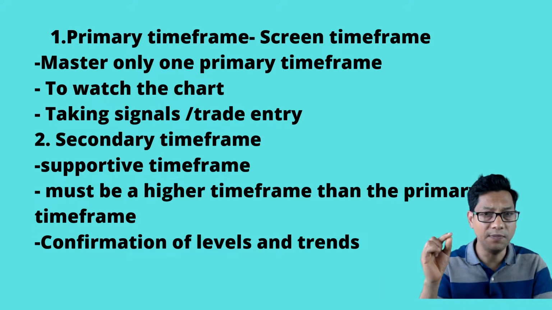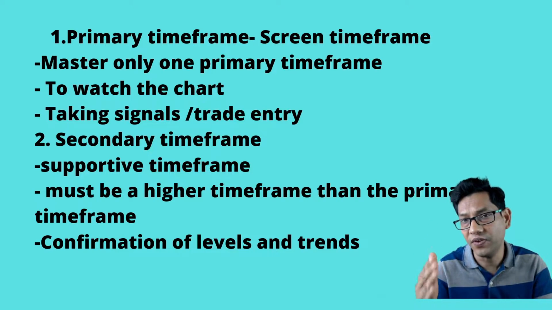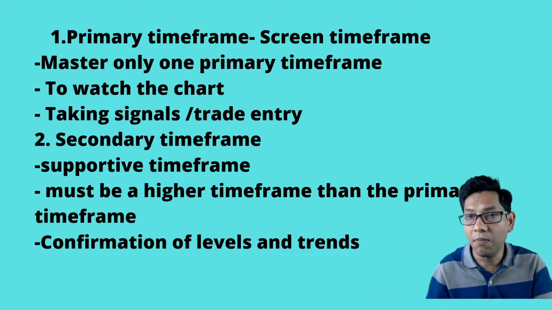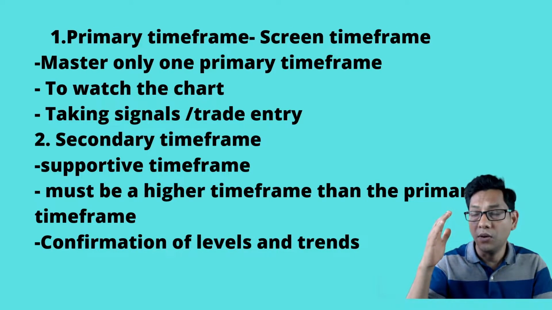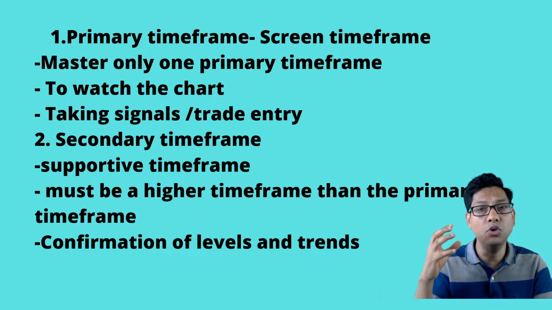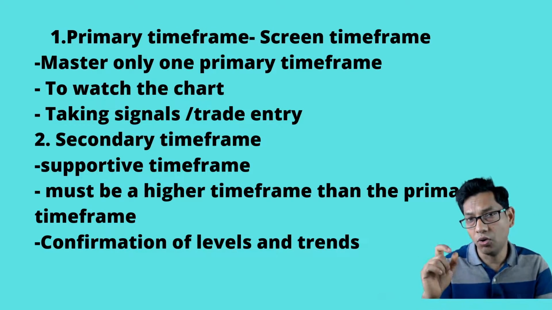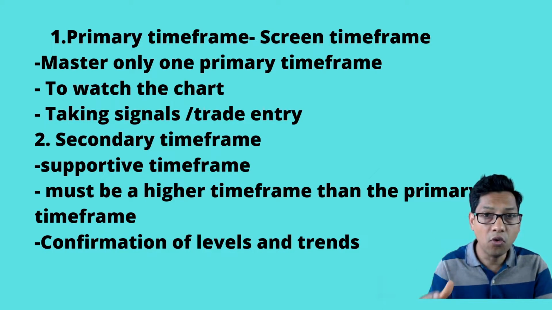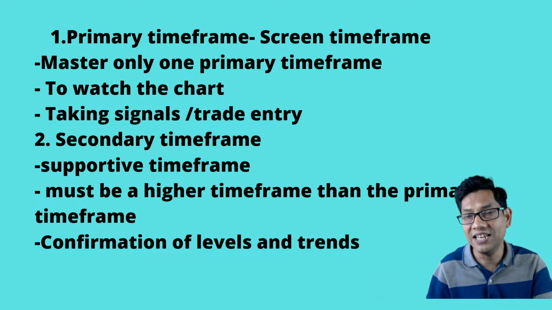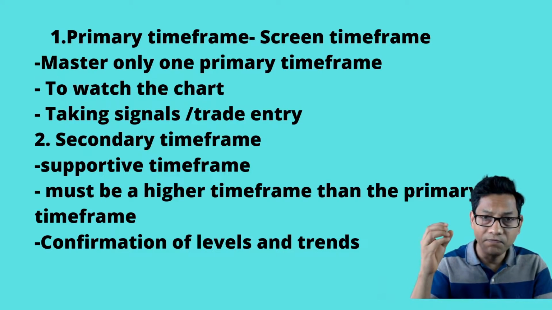So what does it mean? It means that if your primary time frame is 15 minutes, if you want to trade in 15 minutes, and your secondary time frame is daily, weekly and monthly, then daily could give you a clear idea of the trend. So you will understand the trend from the daily time frame, though you are trading on the 15 minutes time frame, because the flow or the direction of the market will be determined by the daily time frame. So that is the purpose of a secondary time frame.